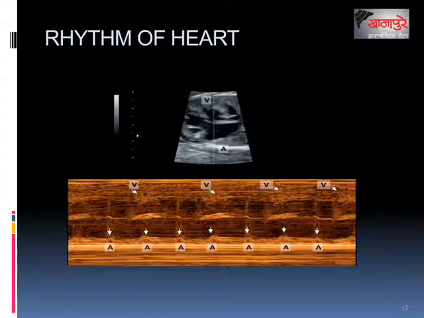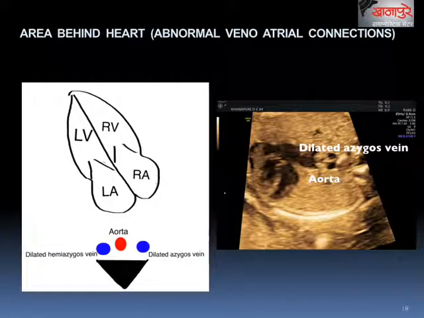2:1 heart block is noted in this image. Double barrel sign in the area behind the heart. When a dilated vein is seen on the left side of the aorta, it is a dilated hemiazygous vein, while a dilated vein on the right side of the aorta is a dilated azygous vein. Due to interrupted inferior vena cava, venous return from the lower body is done by azygous and hemiazygous veins.